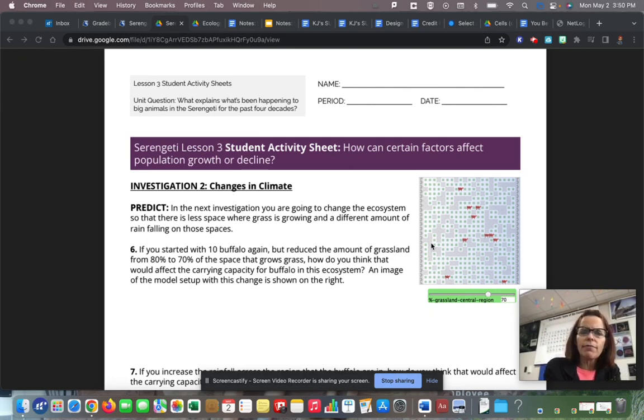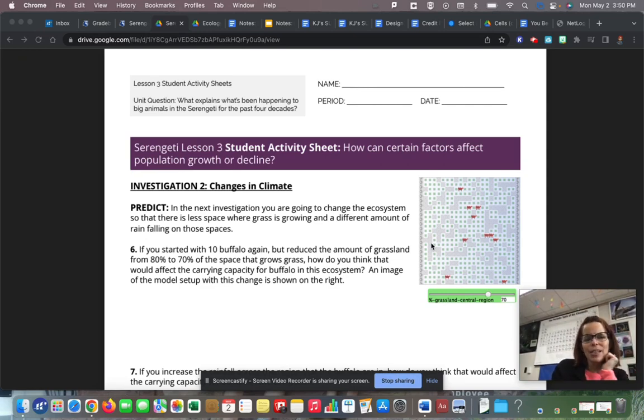So in the last investigation, we learned the term carrying capacity. And remember, that was the maximum number of animals that the environment could support before they start starving or running out of resources. And if they go over that number, then they drop, like they start dying. And then if they go under that number, they start reproducing again. That's carrying capacity.